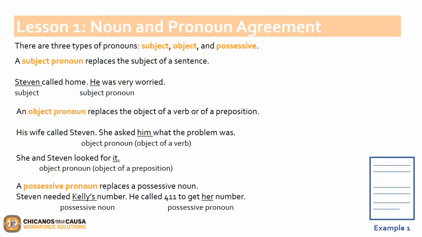A possessive pronoun replaces a possessive noun. For example, the following sentence says, Stephen needed Kelly's number. He called 401 to get her number. Kelly's is the possessive noun. The word her is the possessive pronoun.